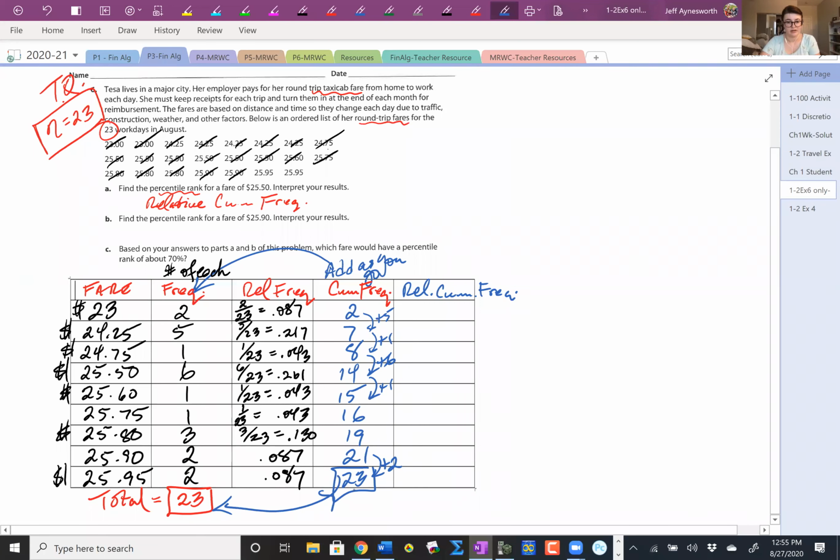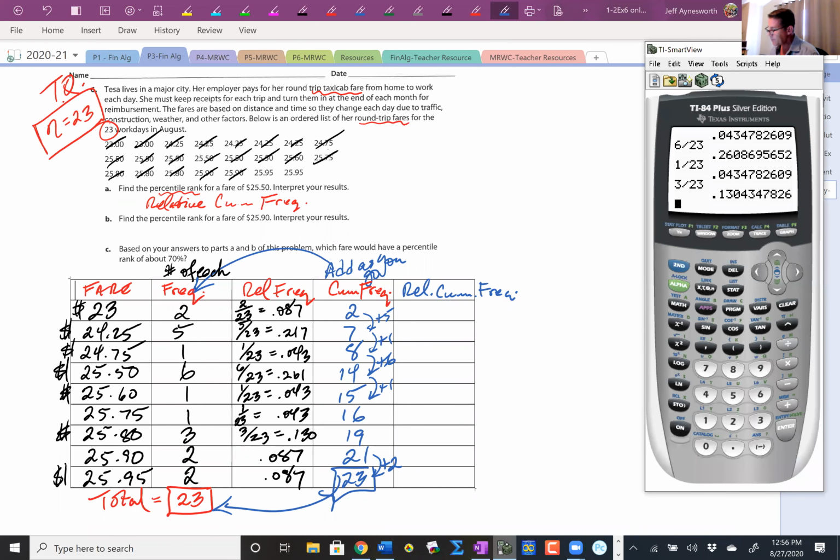Mr. Ainsworth? Yes. For 1 over 23, I got 0.044. Oh, really? So let me check that, okay? So 1 divided by 23. Okay, so take a look at the calculator up on the screen here. The fourth digit is a 4. So we'd round that down and not up. So you're calculating correctly. We just got to round it to the nearest thousandth.